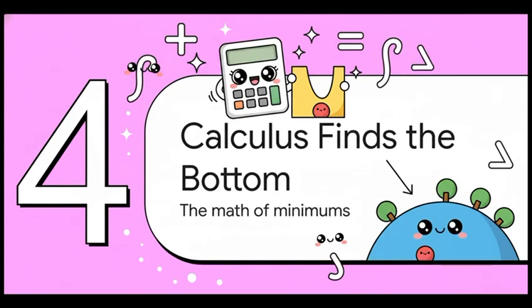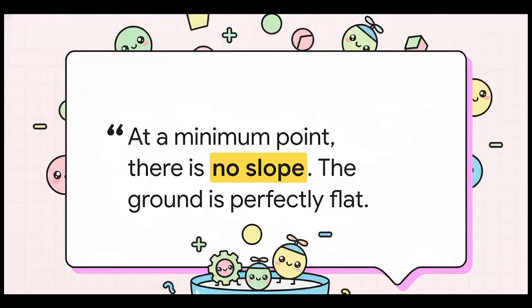Okay, so we have our valley. But how does a machine actually find that lowest point? I mean, it doesn't have eyes. It can't just look. It can't just guess randomly forever. Instead, it uses an incredibly powerful tool to basically feel its way to the bottom. And that tool is calculus. And the key insight here is something that's actually super intuitive.